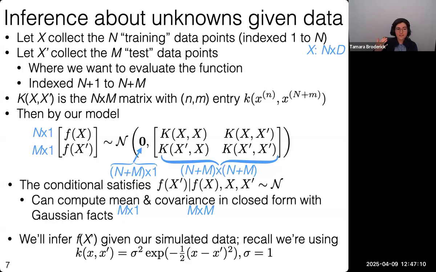And we're going to ask, what is the conditional distribution? What is our probability of the unknowns given the observed data? What's the distribution over f of x prime given those observations at x? What is our knowledge about the testing data points given that we've actually seen the training data points? And we're going to, again, use this particular version of the squared exponential kernel with sigma equals 1.